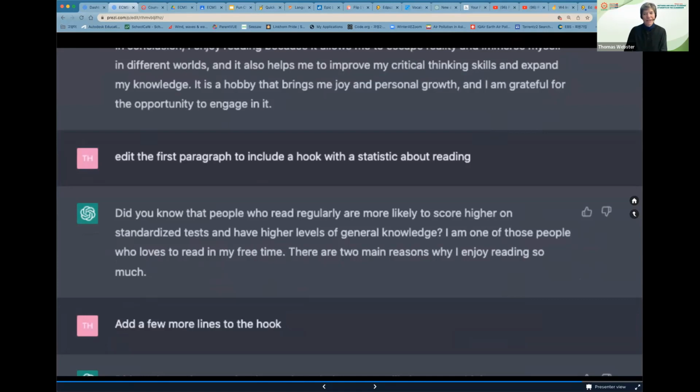And look what it wrote in the beginning. This is the first paragraph. Did you know that people who read regularly are more likely to score higher on standardized tests and have higher levels of general knowledge? I am one of those people who loves to read in my free time. There are 2 main reasons why I enjoy reading so much. And I said, wow.